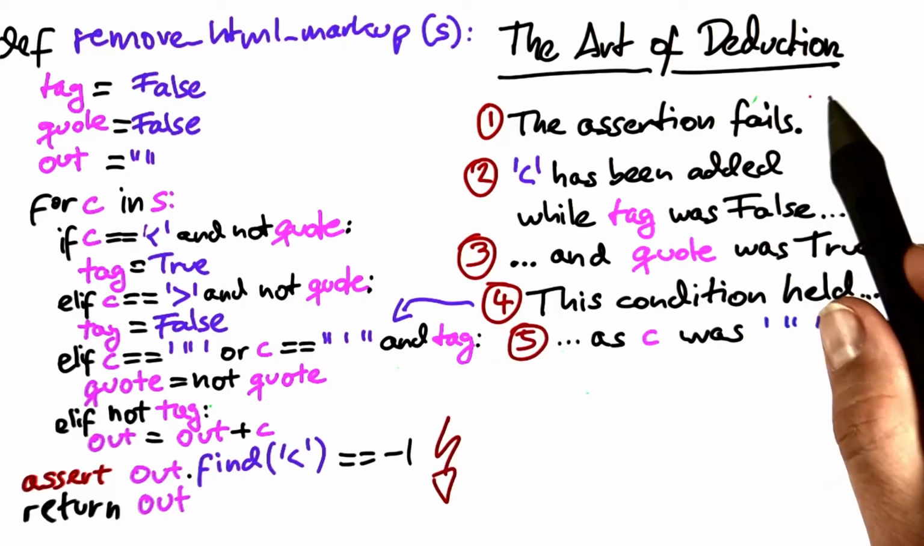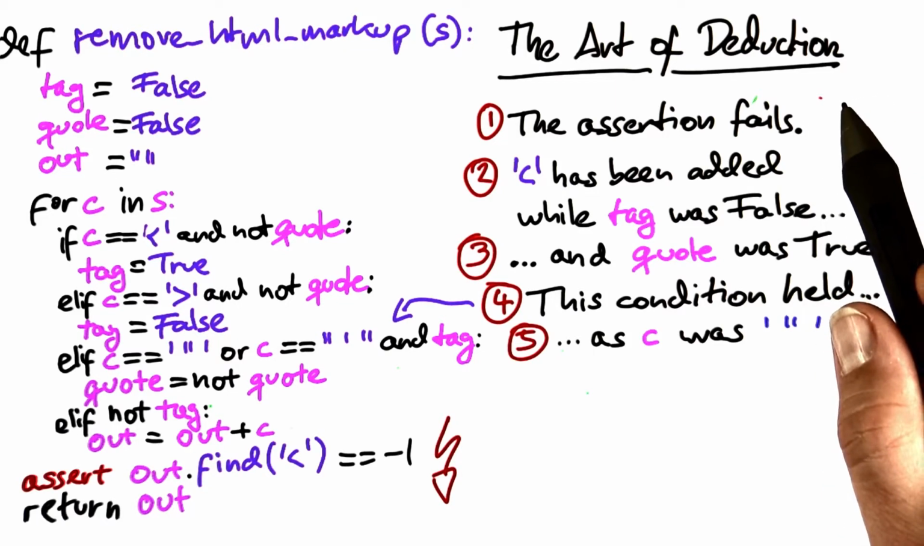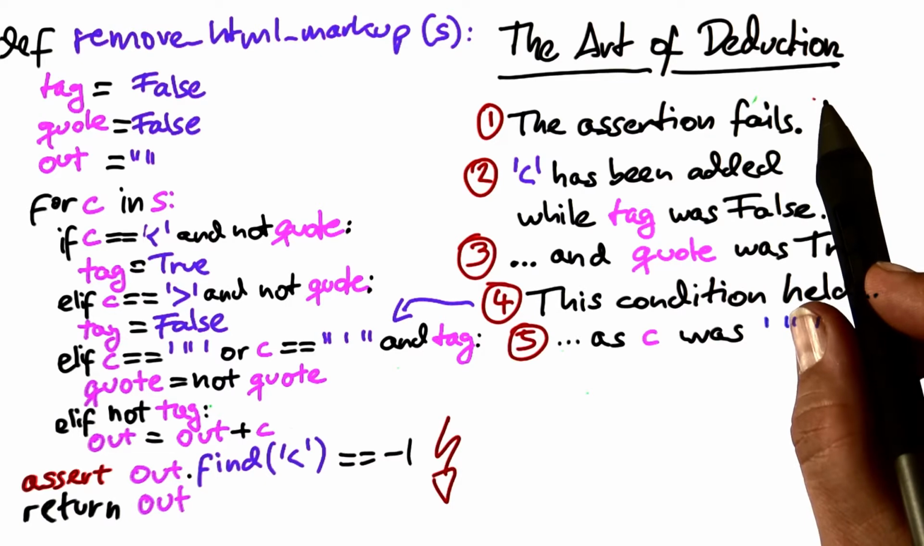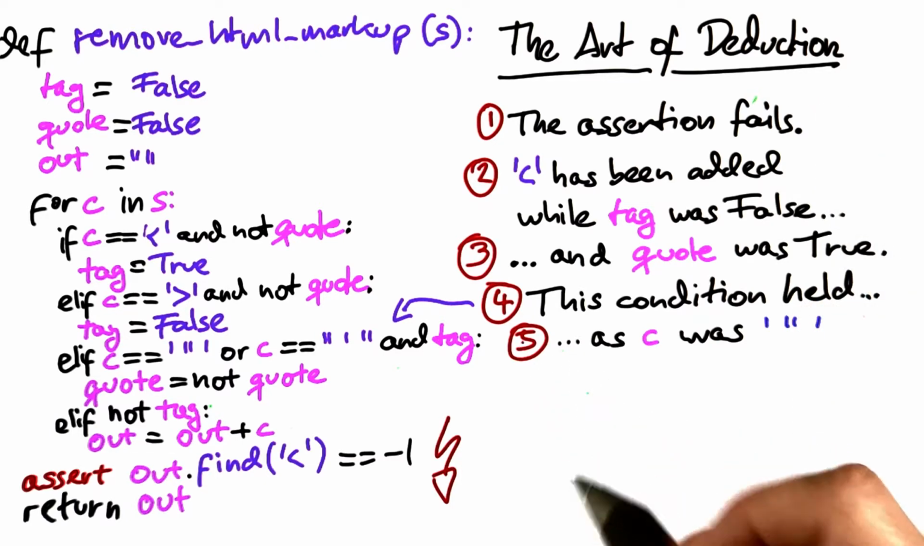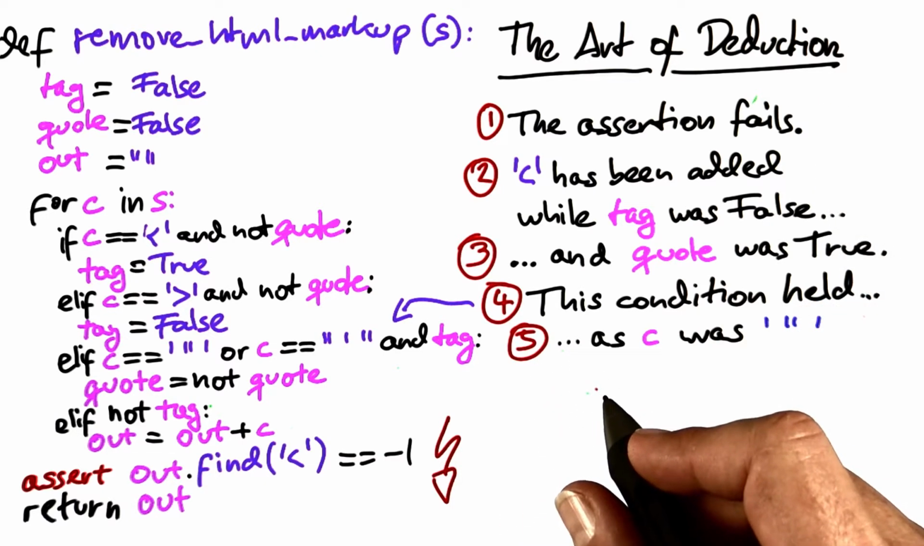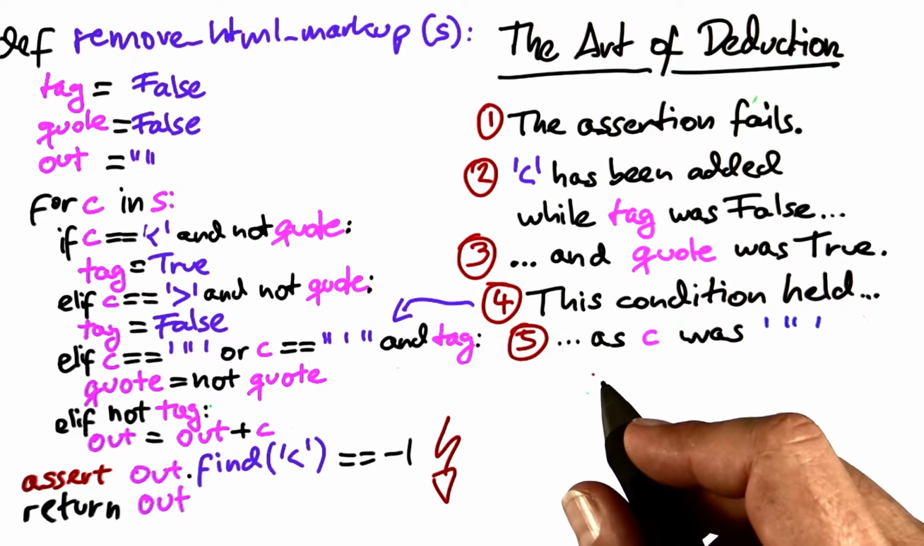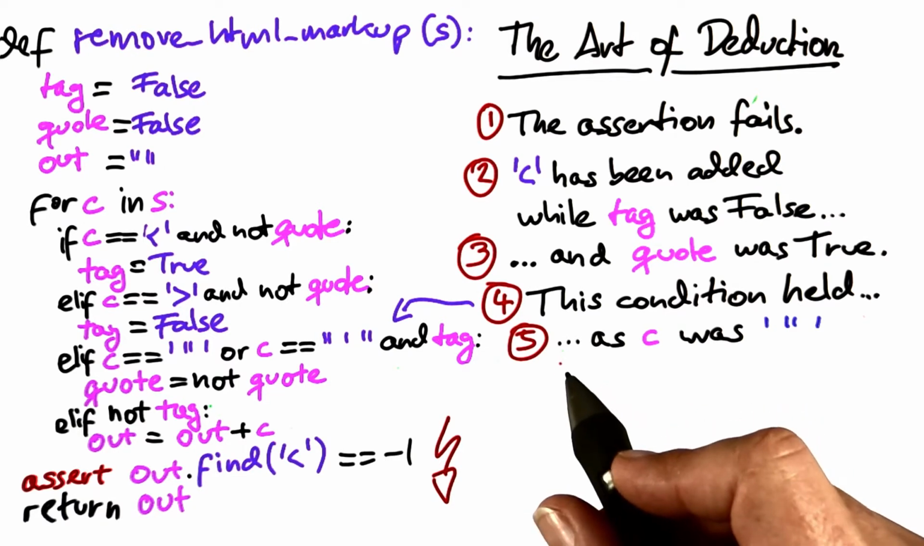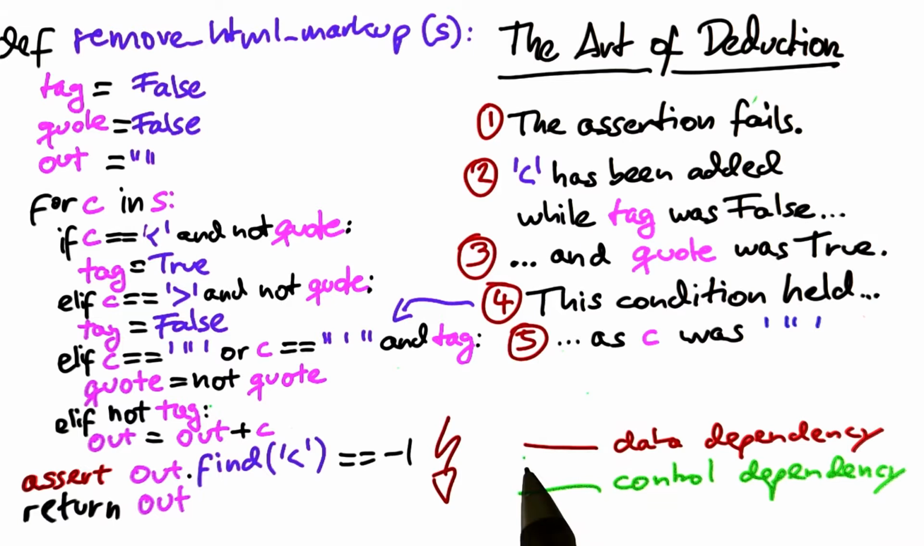If you look again at our earlier steps in the deduction process, you will find that each of these steps precisely follows either a data dependency or a control dependency. Let me use red to show data dependencies and green to show control dependencies. We start with the failing assertion.